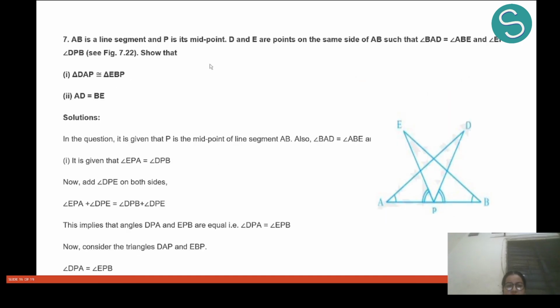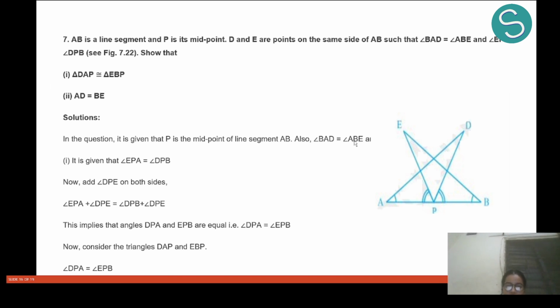Next question: AB is a line segment and P is its midpoint. D and E are points on the same side of AB, such that angle BAD equals angle ABE and angle EPA equals angle DPB. We have to show that triangle DAP is congruent to triangle EBP, and AD equals BE.